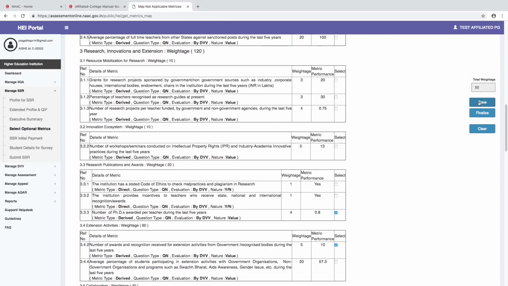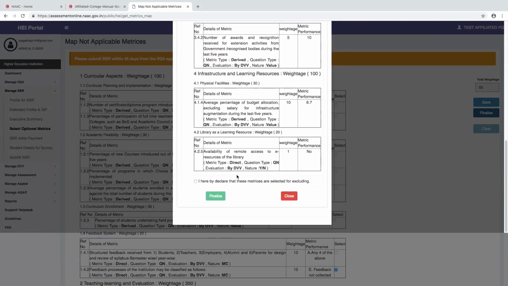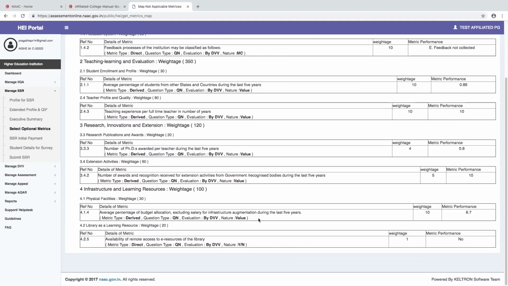We can save and finalize. We have to click on the declaration and finalize. Now the list of excluded metrics will be available for your future reference. After doing this, we would be able to proceed to the student survey.